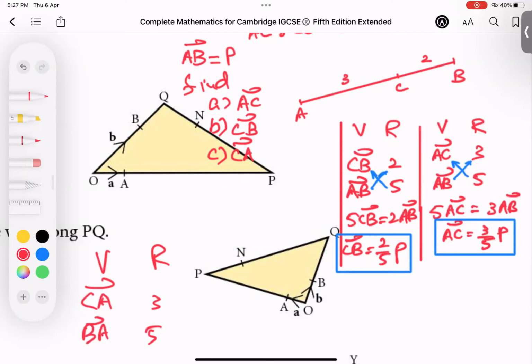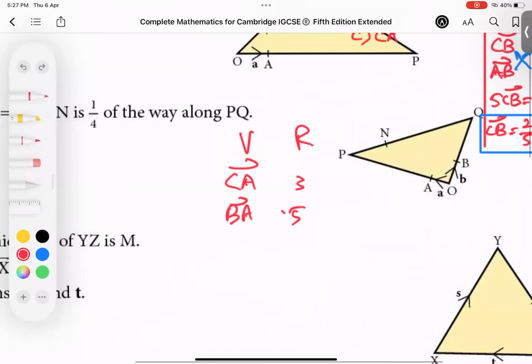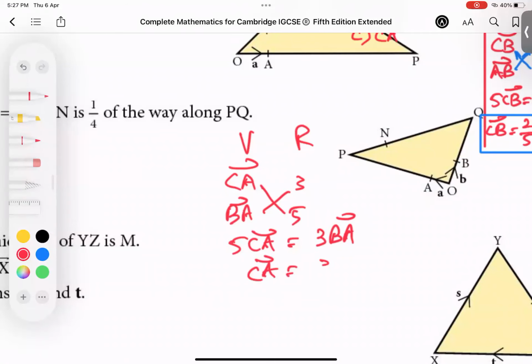So you saw, students, direction is so important. C to A, B to A, same arrows. If you write C to A and A to B, it becomes wrong. You have to keep your eye on direction, especially when you cross multiply. So 5 times CA is 3 times BA, and CA is equal to 3 by 5.